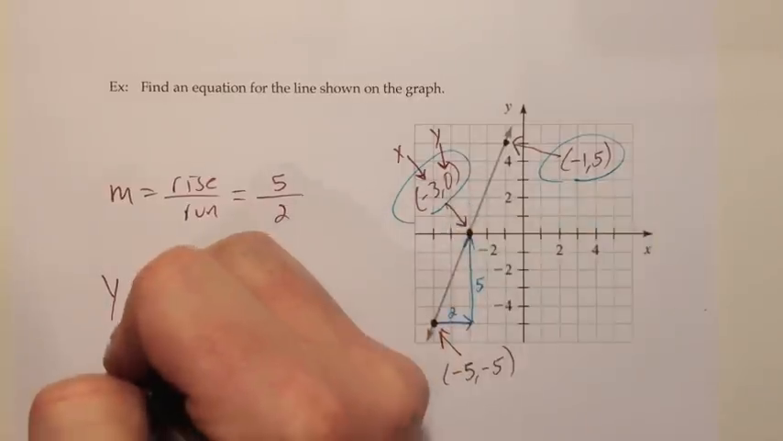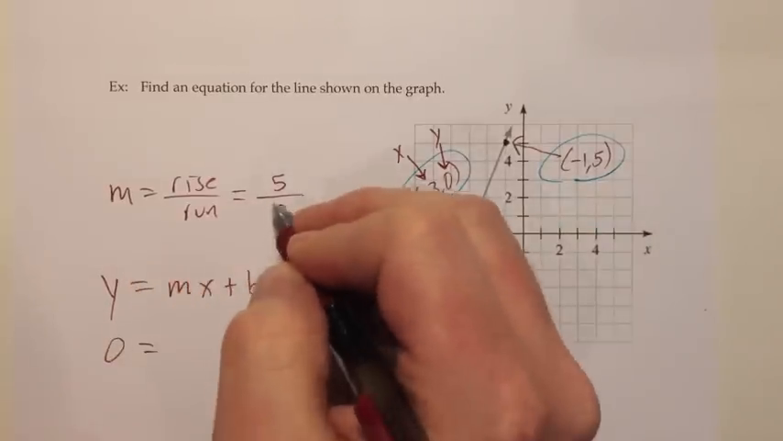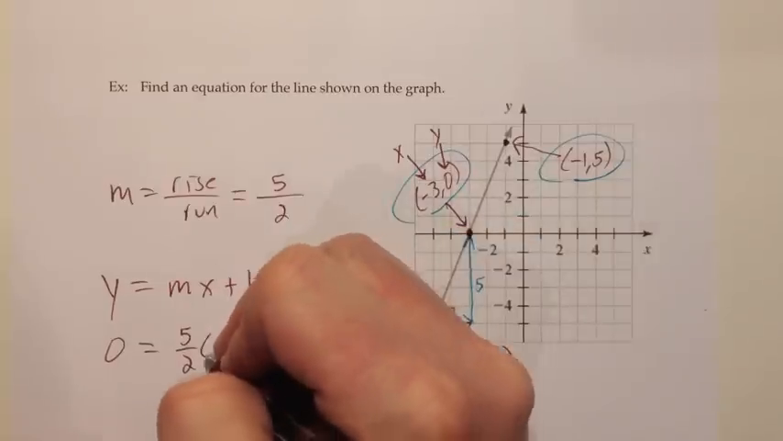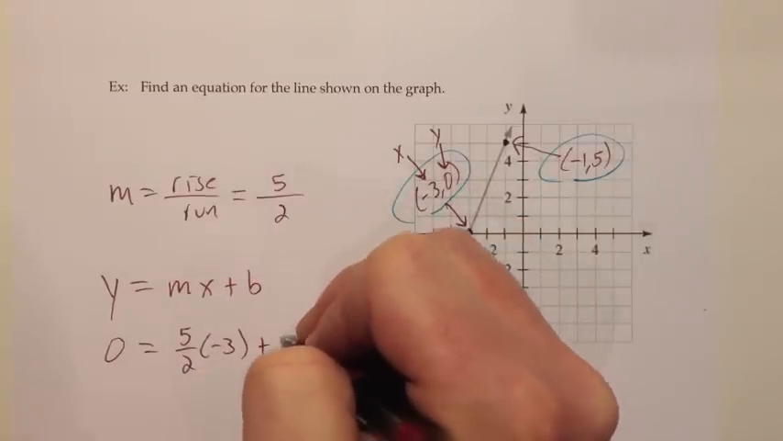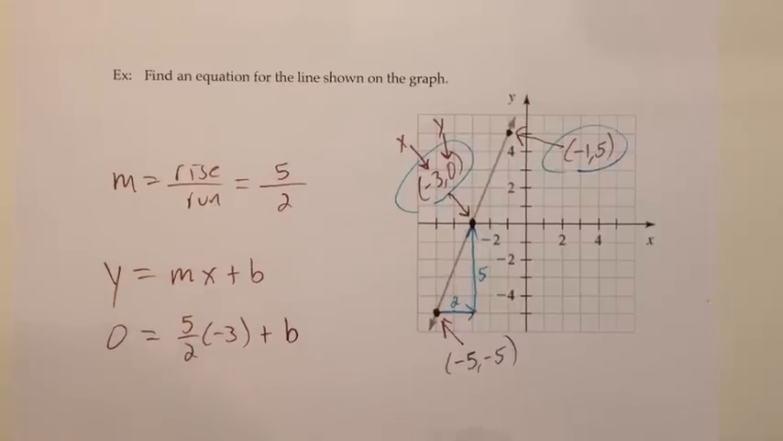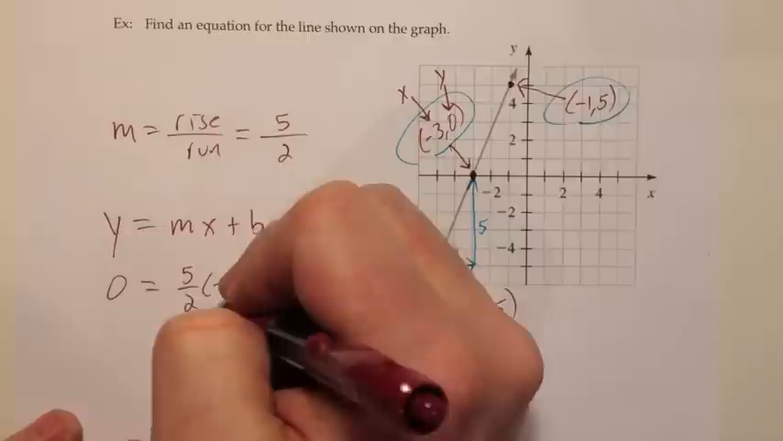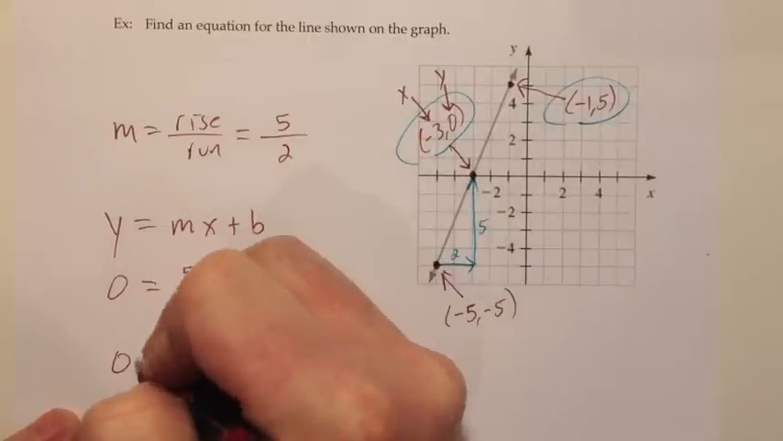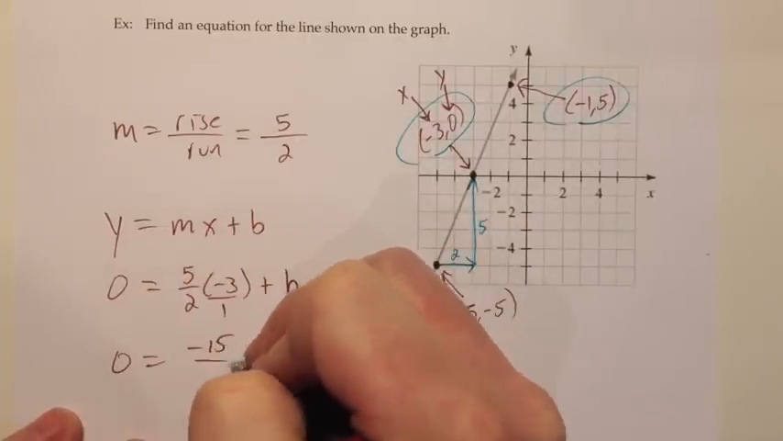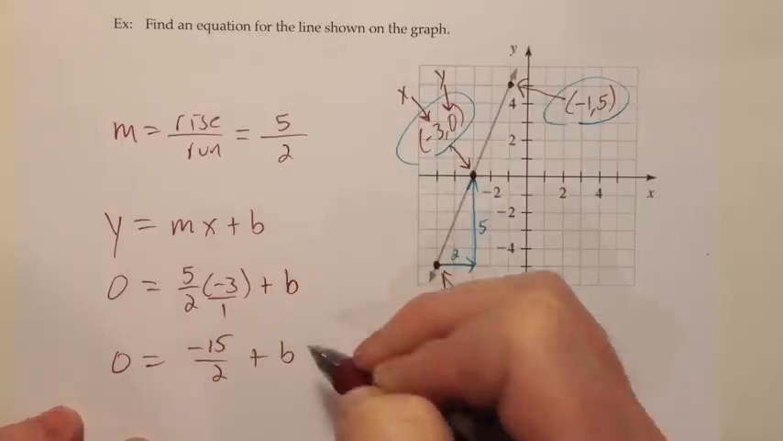Using this ordered pair, the y is 0, the m is 5 halves, the x is negative 3, and the b is a mystery. So we'll try and figure that out by using algebra. And this time, I'll just make that over 1. I would simplify this by multiplying across, so negative 15 over 2 plus b.